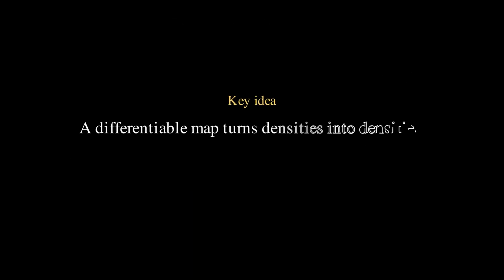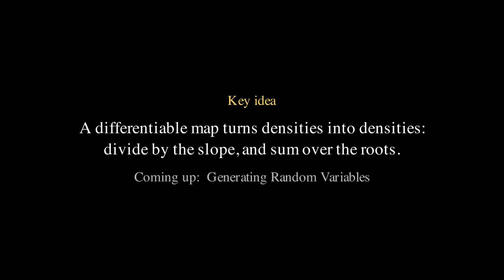The key idea of this video: a differentiable map turns densities into densities. Divide by the slope and sum over the roots. Next, we aim this machinery at the CDF itself and turn it into a recipe for generating random variables.